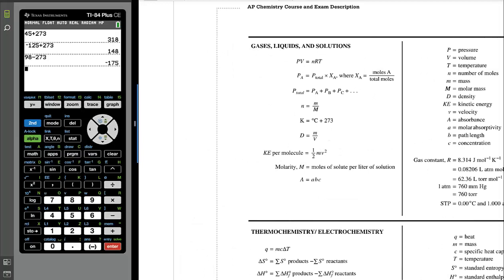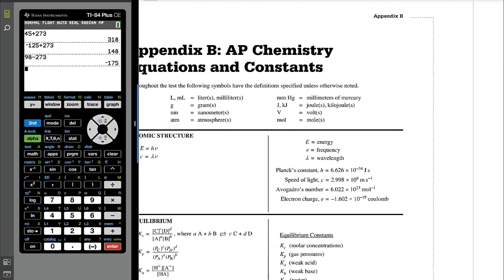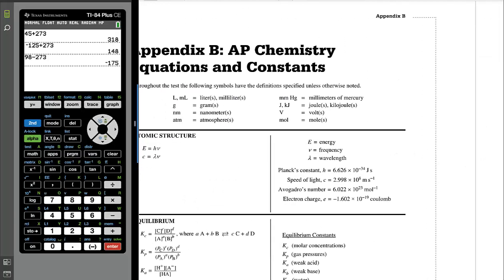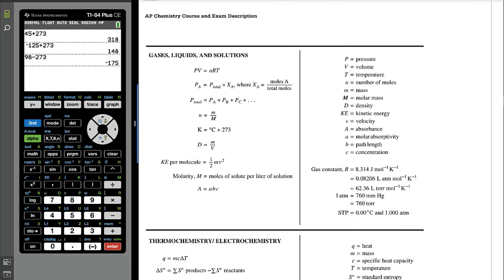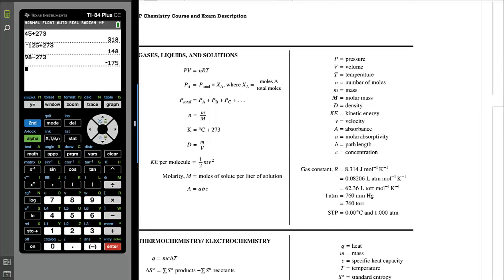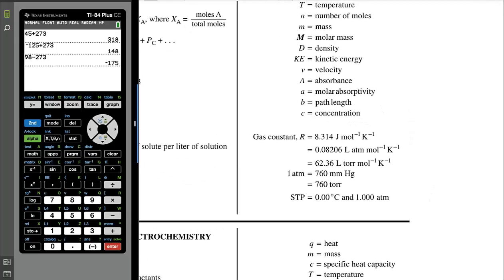Again, I'm looking at this main AP equations and constants page, which is the formulas page. On the back side of it is the section on gases, liquids, and solutions. So there are a few gas laws along with some pressure units that we're going to use. I'm just going to draw your attention for now to this part here on the back. 1 atmosphere is equal to 760 millimeters of mercury and is equal to 760 torr. So a millimeter of mercury and torr is exactly the same thing.